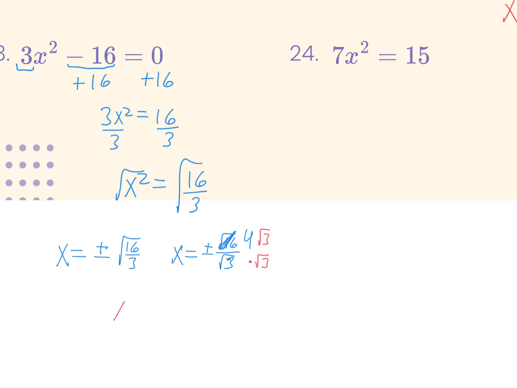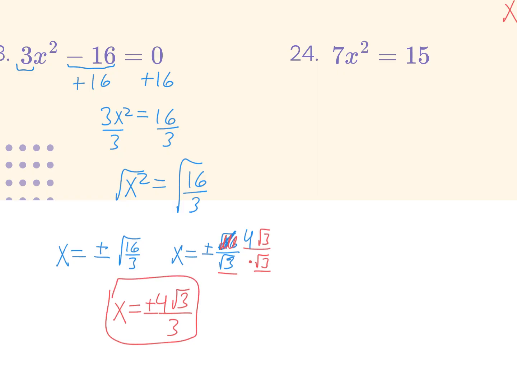Anytime there's a radical on the bottom, we want to rationalize it. So I get x equals, on top, 4 square root of 3. And on the bottom, I get square root of 3 times square root of 3, which is the whole number 3. And then plus minus. Always plus minus.